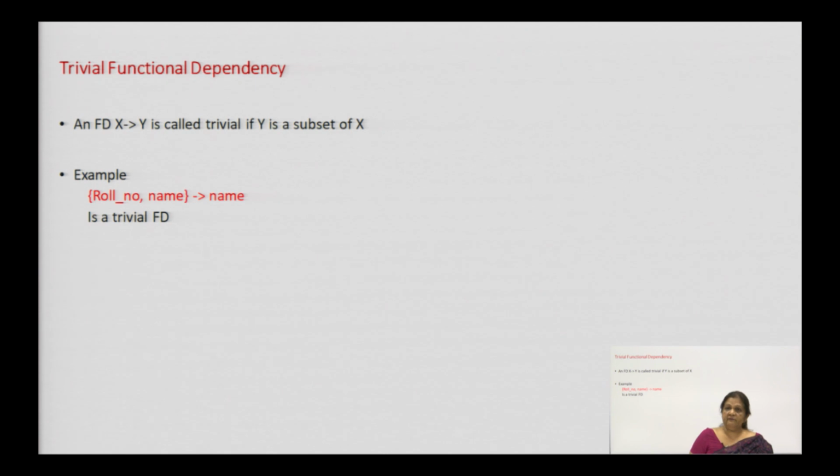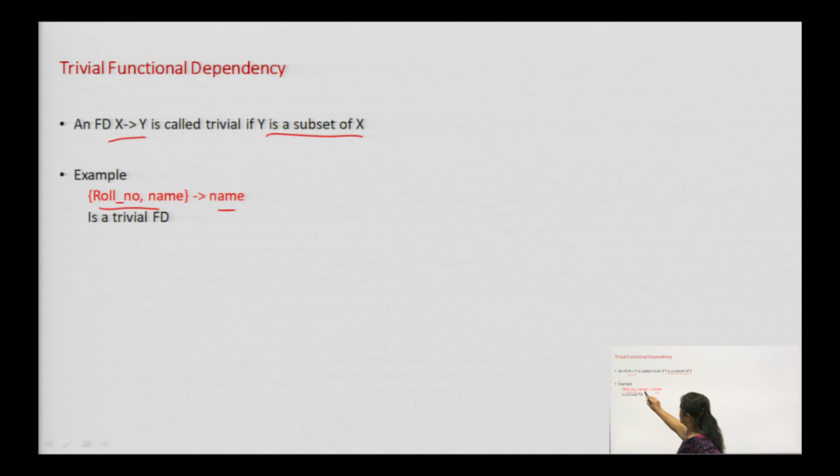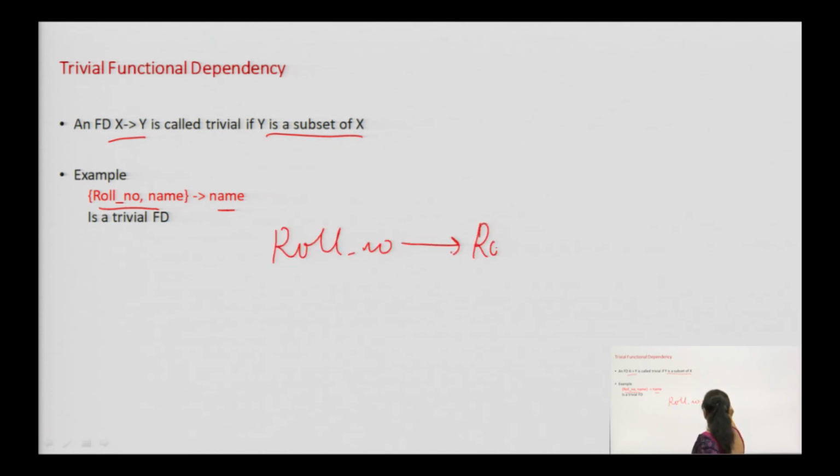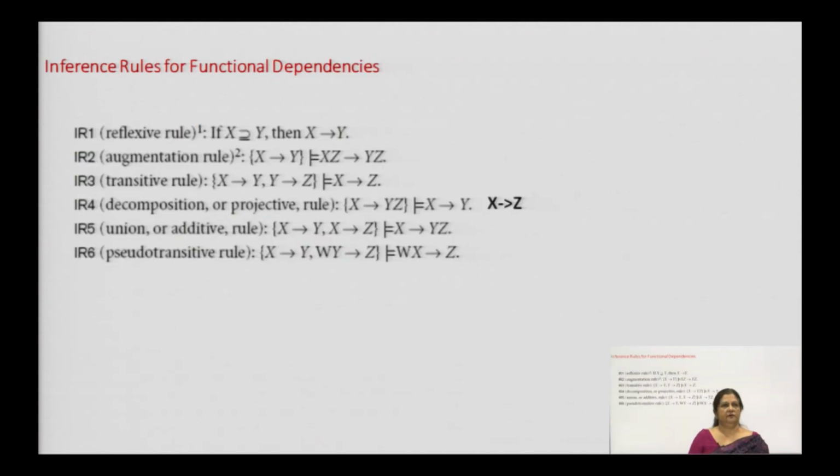Another term is a trivial functional dependency. If x to y is a functional dependency, then it is said to be trivial if y is a subset of x. In this case, roll number, name is x, and name is y. Name is a subset of the left hand side, hence it is a trivial functional dependency. Another example of a trivial functional dependency is this, and we will use trivial functional dependencies quite often.